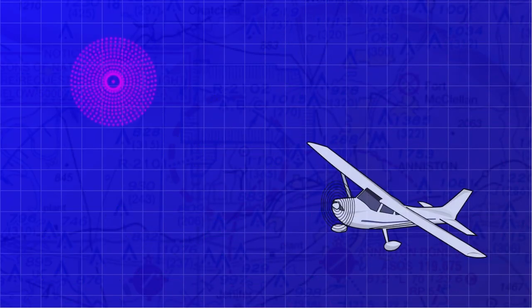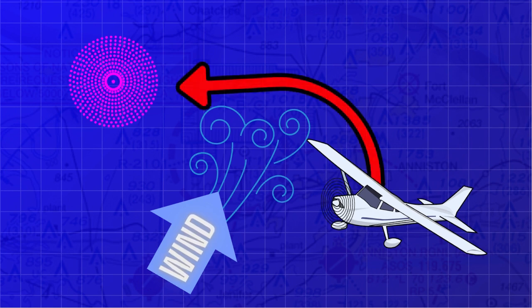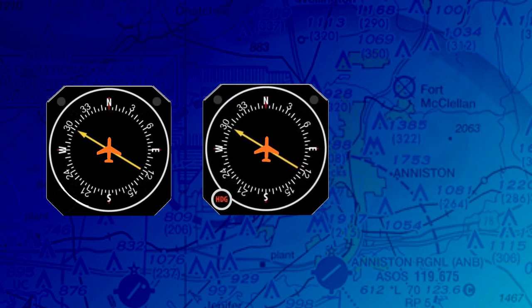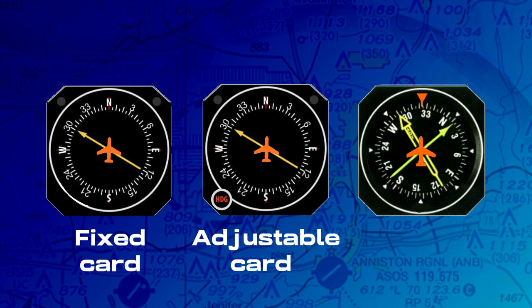Keep in mind that if you simply match your heading to the needle, you will end up flying a teardrop pattern. To track directly to the station, you'll need to add wind corrections. This is all you really need to use ADF in the real world, but for exams you'll need to know a little bit more. The ADF indicator you find on your instrument panel will typically come in one of three flavors. There's fixed card bearing indicator, manually adjustable bearing indicator, and RMI, or radio magnetic indicator.